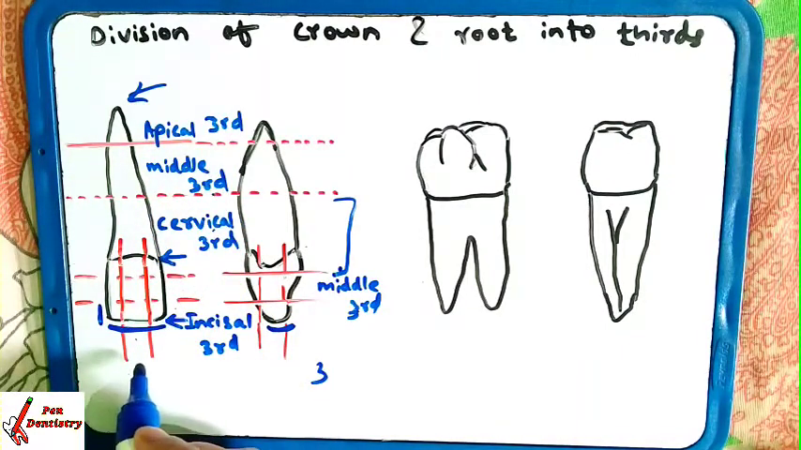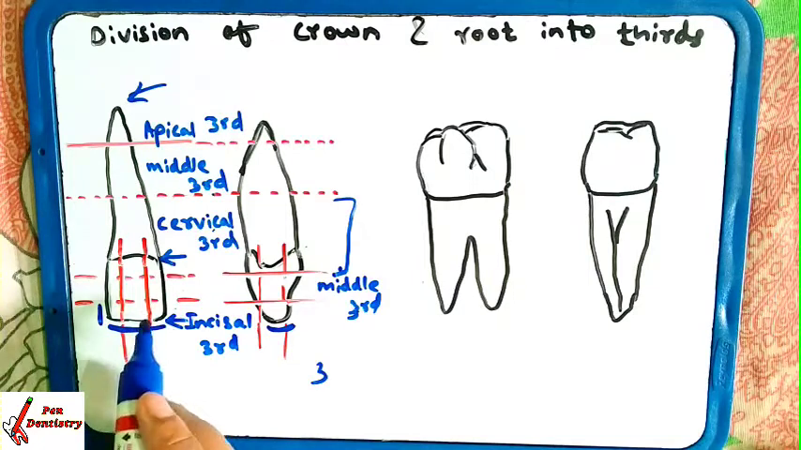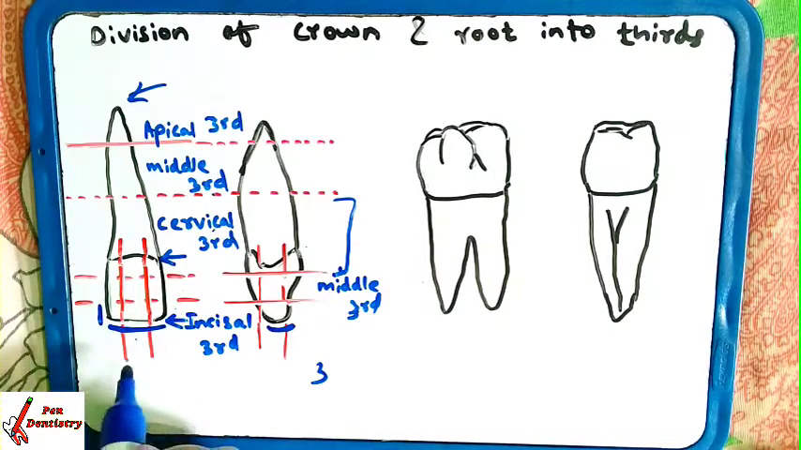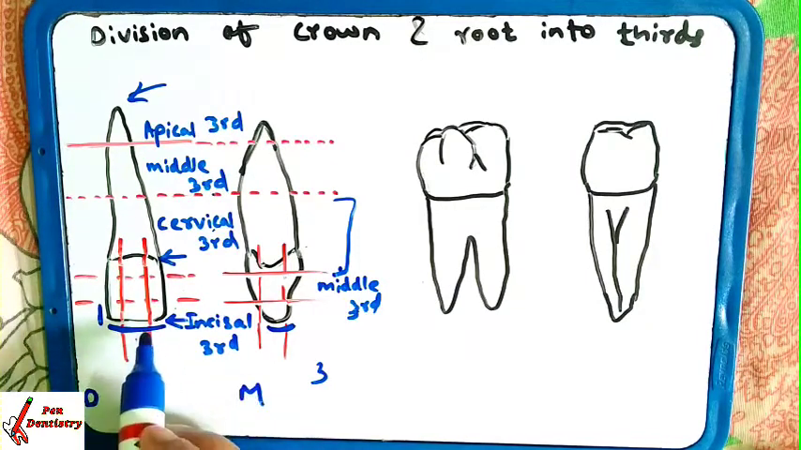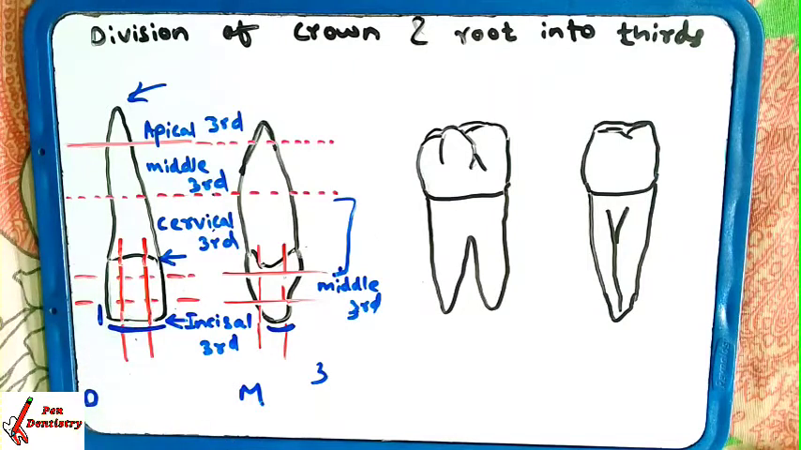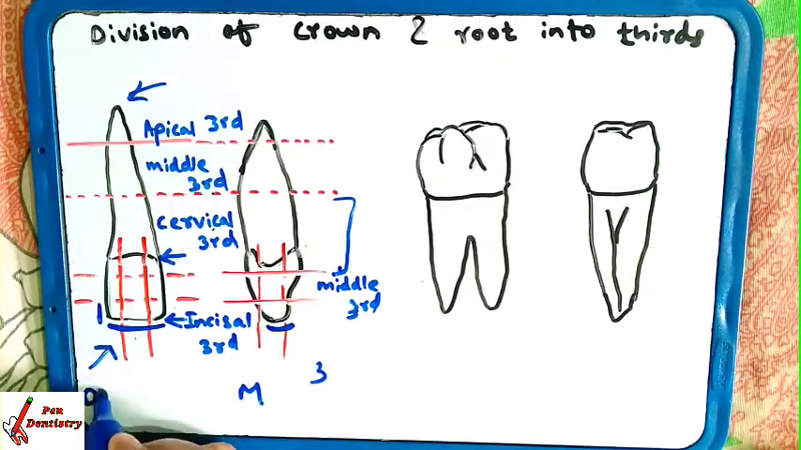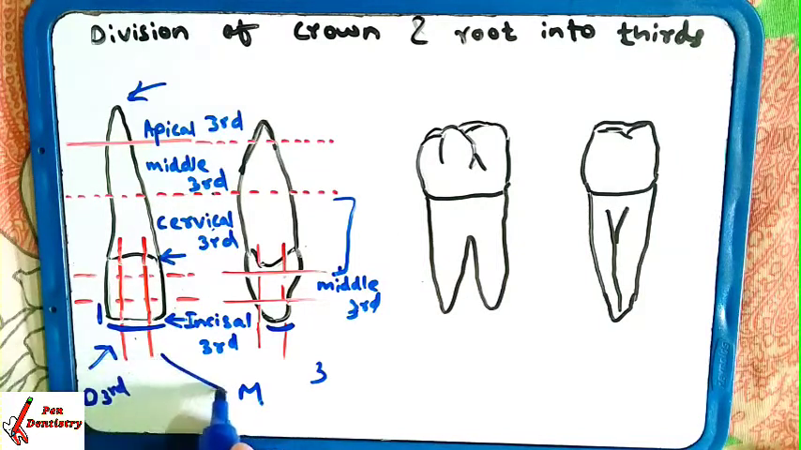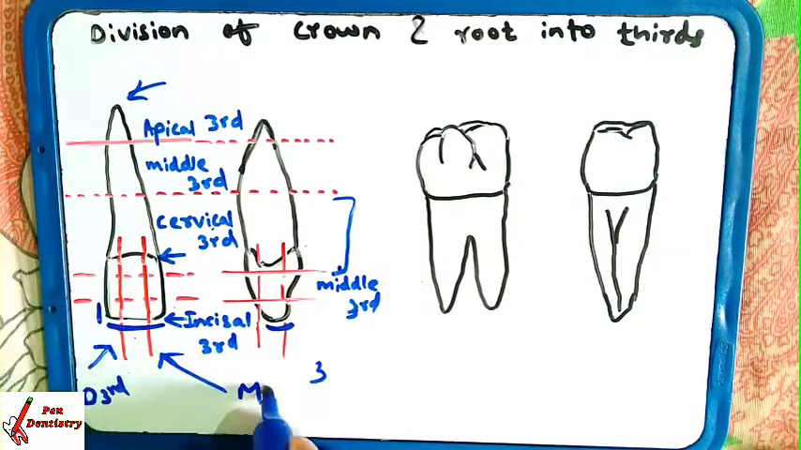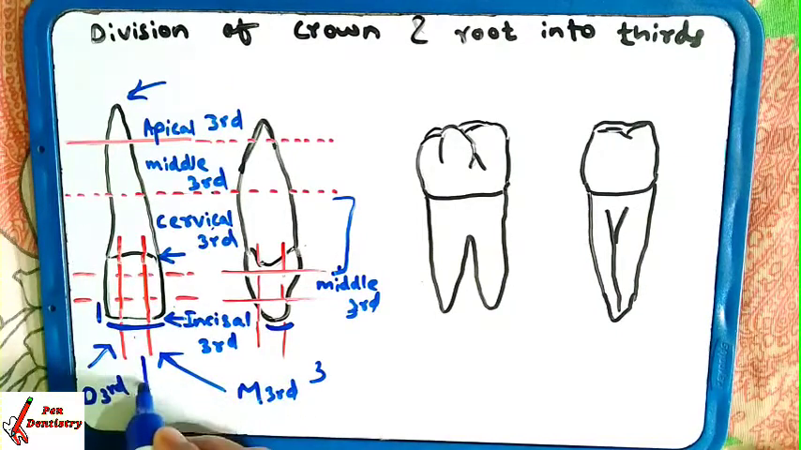From the mesial, distal and labial, lingual side, if this is the labial part, this is the distal and this is the mesial side of the anterior tooth. At that time we also divide it in three parts, that is the distal third. This is the distal third. This is the mesial third. And the center one again is known as the middle third.